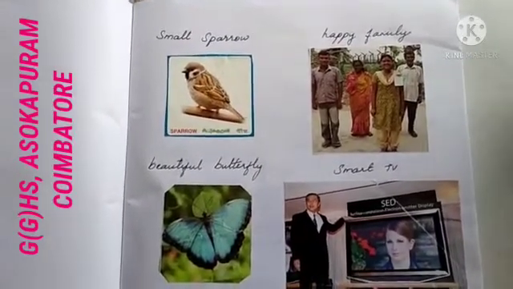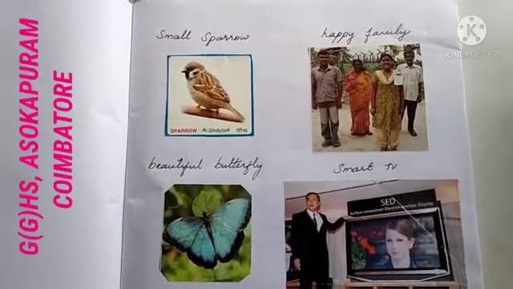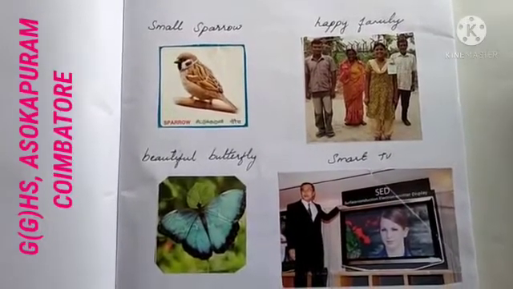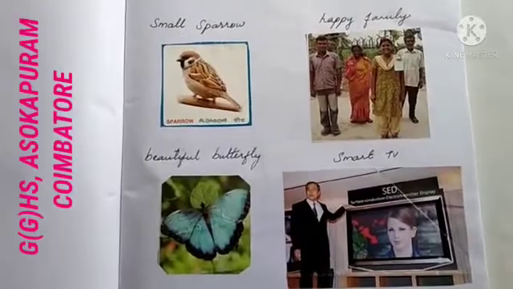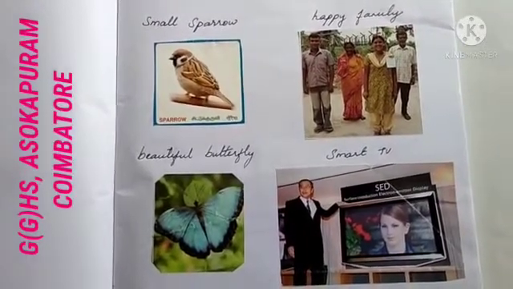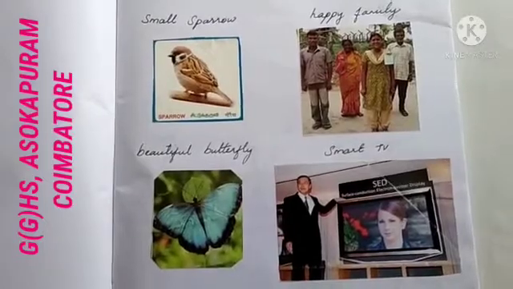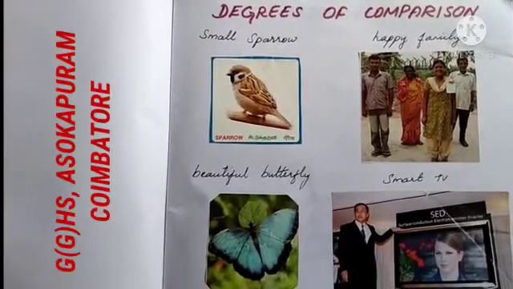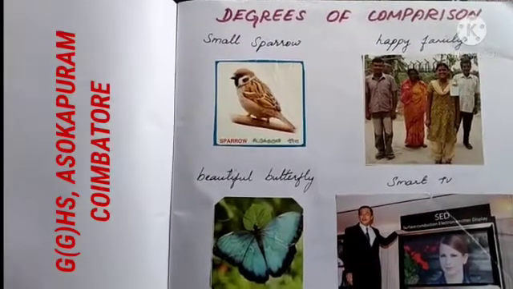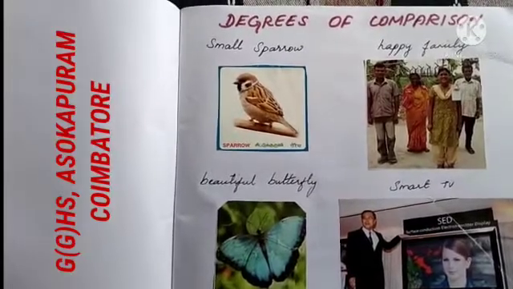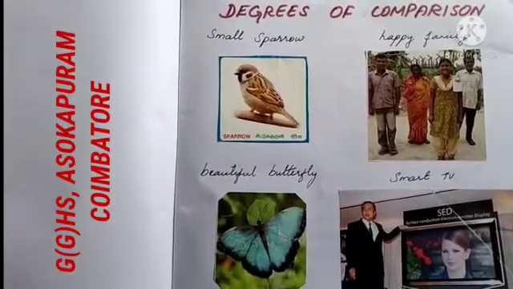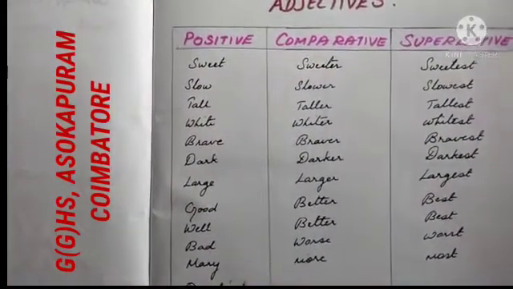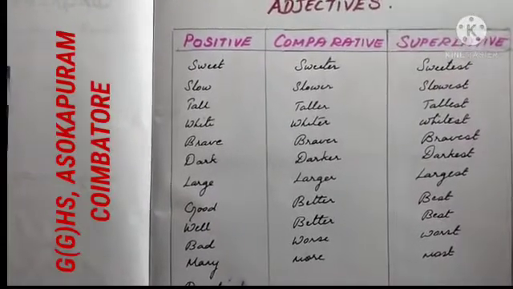So the words small, happy, beautiful, smart, all these are telling or giving more information about the noun. These words are called adjectives. So adjectives play the main role in degrees of comparison. What is degrees of comparison? Nouns are compared in different levels. An adjective takes different forms at different levels. What are the different levels and how does the adjective change? Let us see now. These are the three levels of comparison: positive degree, comparative degree, and superlative degree.